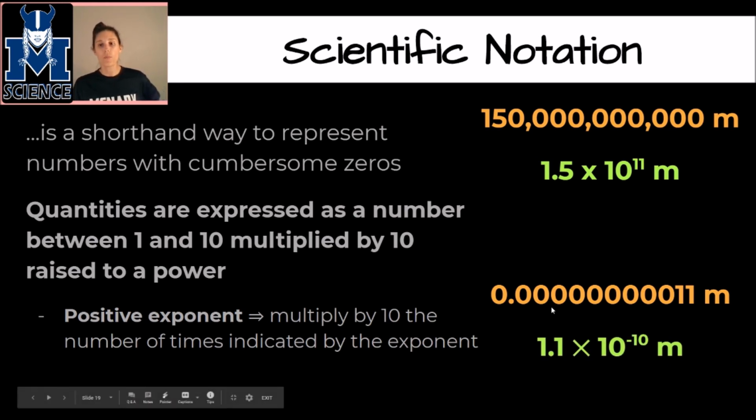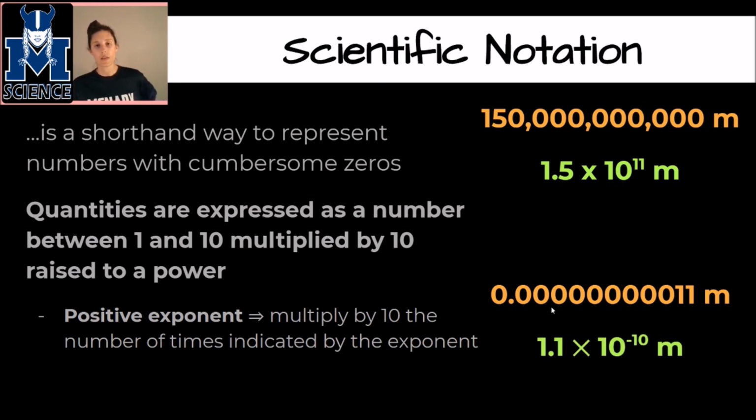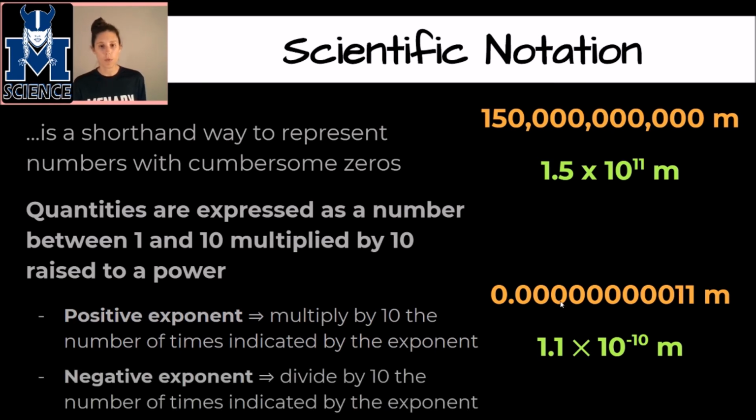Okay, so I'm going to write my number in scientific notation. It's going to be 1.1 times 10 to the negative 10. So 10 to the exponent of negative 10 really means 1 over 10 to the 10. That means the negative exponent basically means you're dividing by 10 that number of times. So we see here, negative exponent means you divide by 10 that number of times to reach back this standard form number.